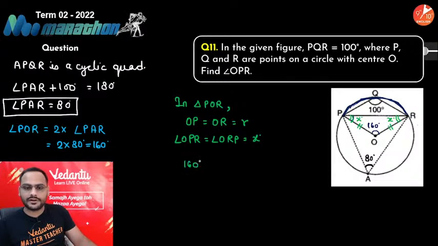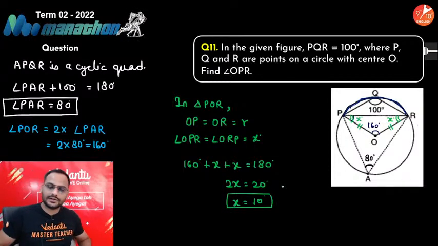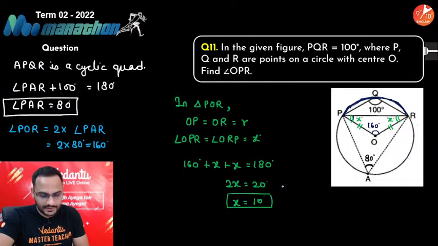So you'll say 160 degrees plus 2x is equal to 180. 2x is equal to 20 and x is equal to 10 degrees. X is how much? 10 degrees. That means your angle OPR will be 10 degrees.